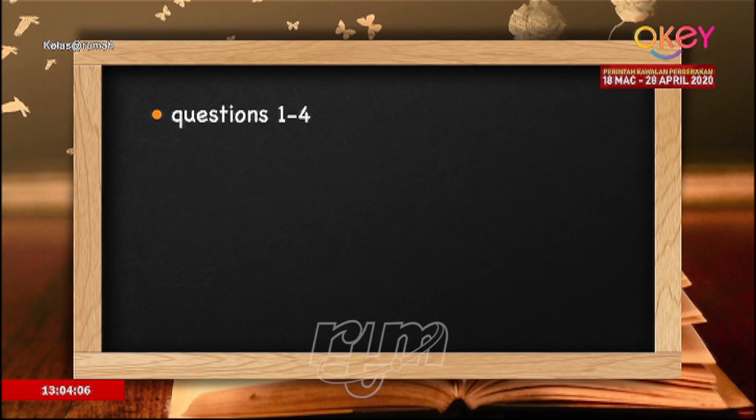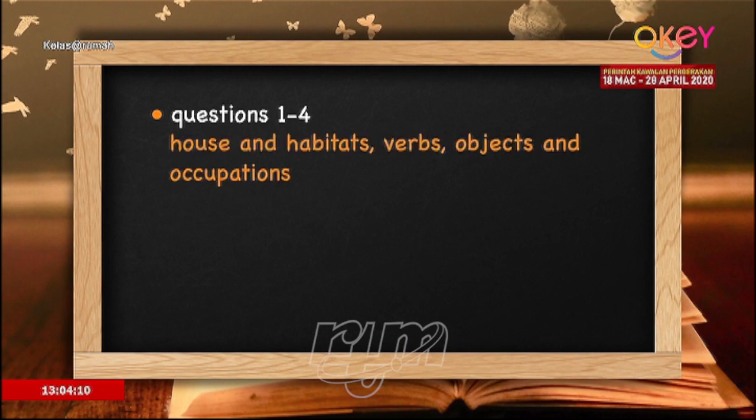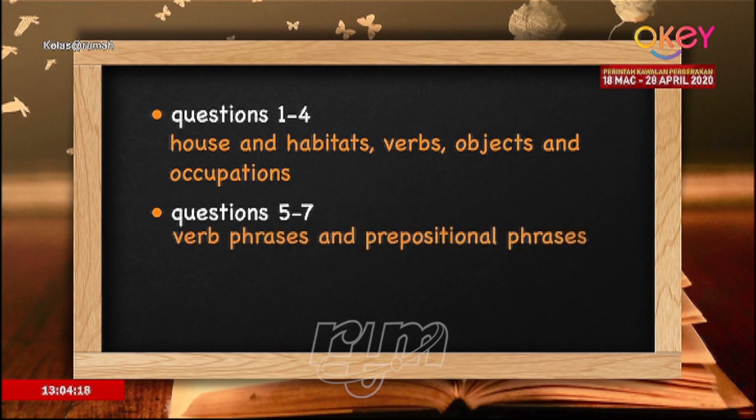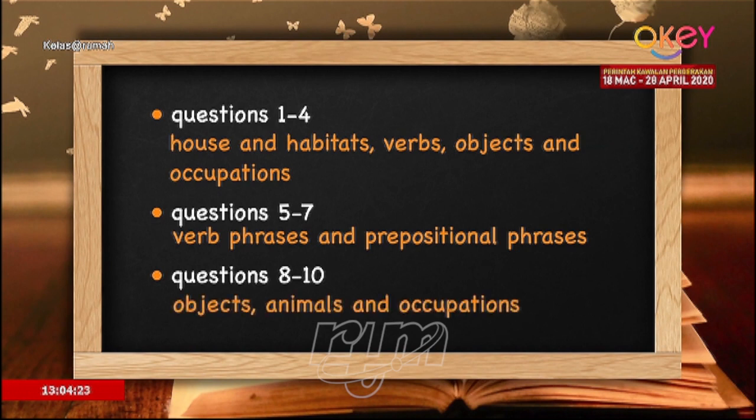So for questions 1 to 4, you should pay attention to the topic house and habitats, verbs, objects, and occupations. For questions 5 to 7, you should pay attention to verb phrases and prepositional phrases. For questions 8 to 10, you should pay attention to the topics, objects, animals, and occupations.